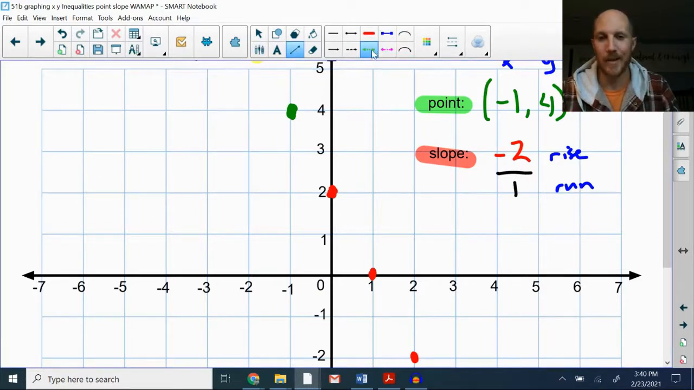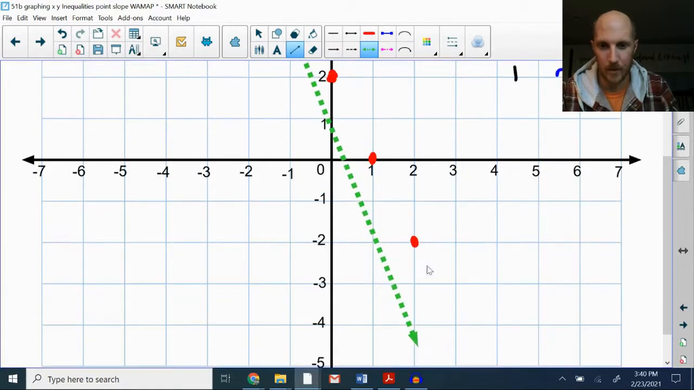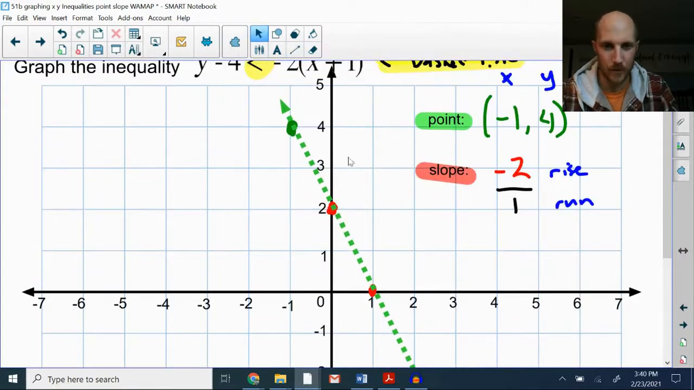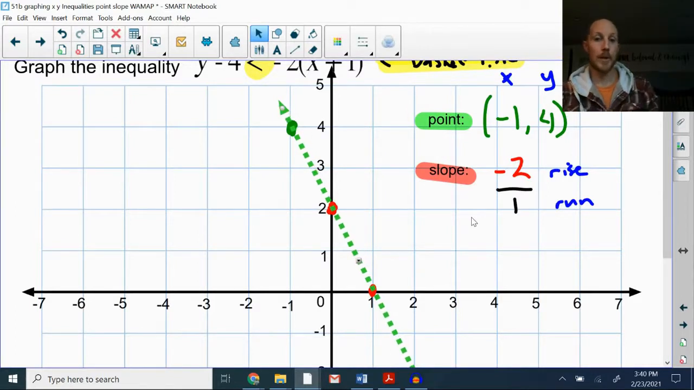So here's my line drawing tool. I'm going to grab a dotted line and attempt to line that up right through the dots. All right, I was not sure at the beginning, but looks like we got everything lined up. Okay, so here's my line. I've got the correct line style. I've drawn the line in the correct place, and now we have to shade.